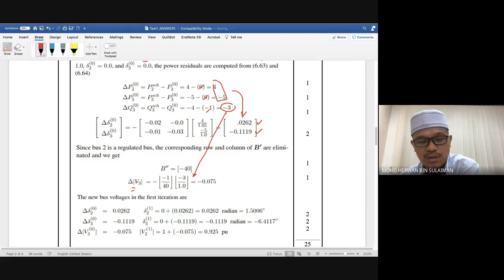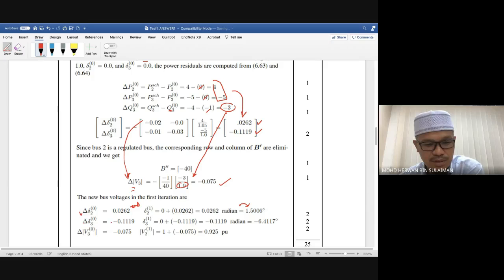That's why you kata untuk Q biasa kita akan apply untuk voltage lah. Dia akan bagi impact yang tinggi pada voltage. Negatif 3 bagi dengan dia punya voltage magnitude, you dapat 0.075 negatif. So and for the first iteration, you akan dapat 0.0262. Ni radian lah, jangan silap. So initial is 0 plus 0.0262 dapat 0.0262 radian, and then you tukar pada angle in degree.